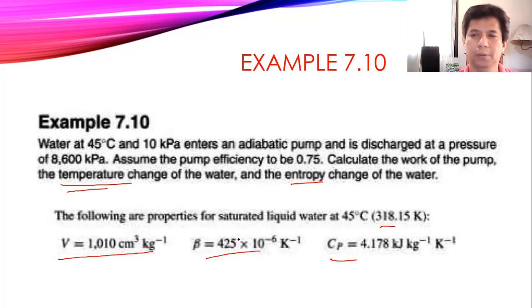Okay, so I'm going to share a whiteboard. The calculation is a bit long. Basically, you remember the given: we have two pressures, initial and final, then the initial temperature, and 0.75 is the efficiency. The specific volume, beta, and Cp are also given. Let me share a whiteboard.